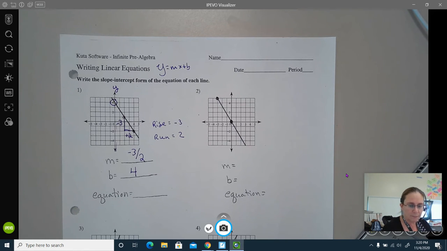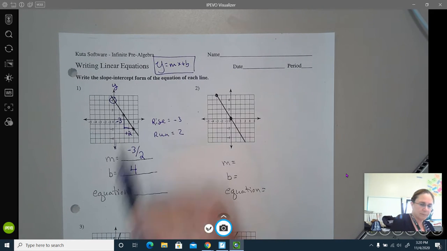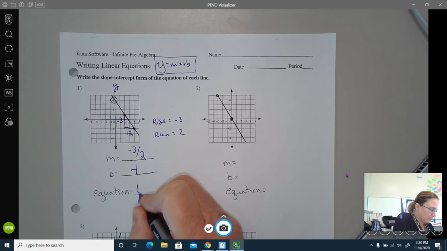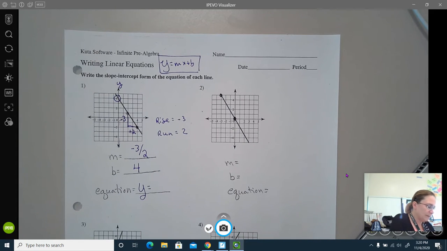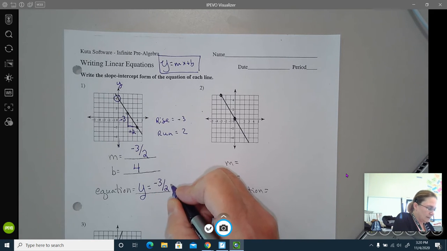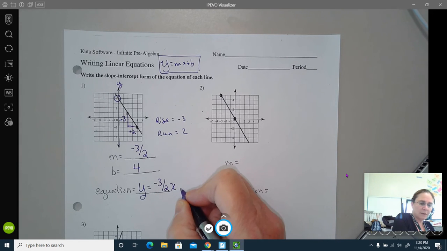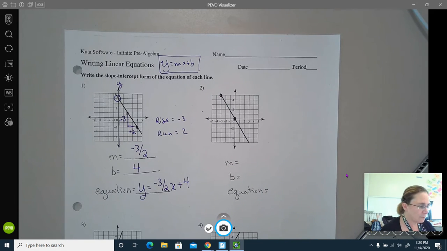And then we put it together in our format of y equals mx plus b. So we start with y equals, instead of the m, we replace it with the slope, -3/2. We put the x, and then we put the y-intercept. So that is +4. Okay, so that's how you do the first worksheet.